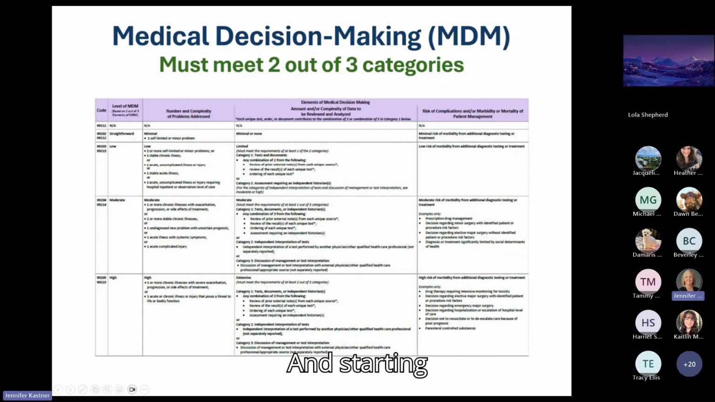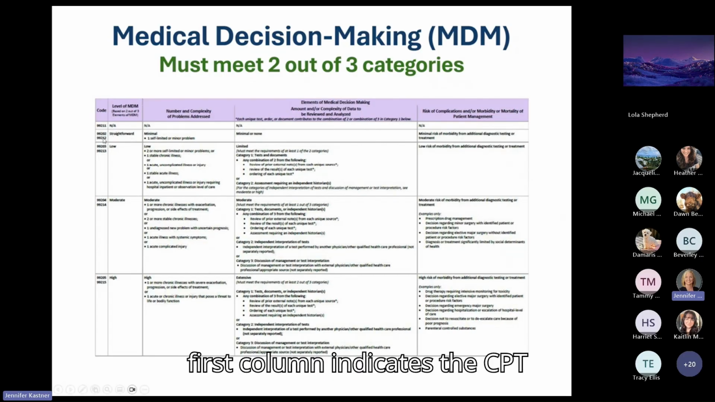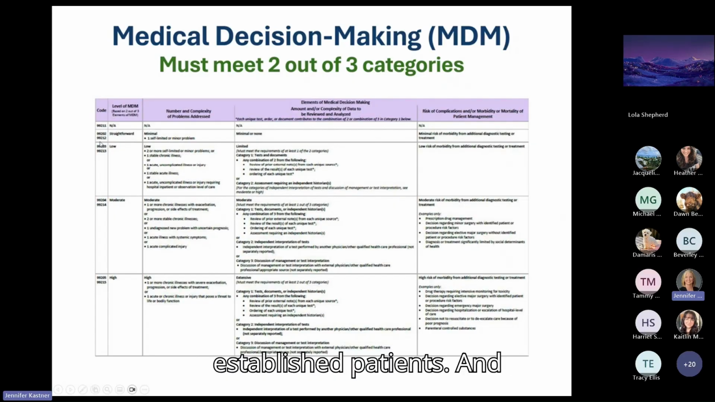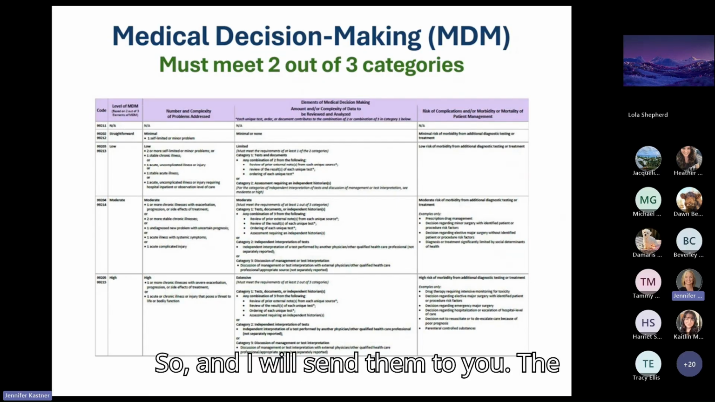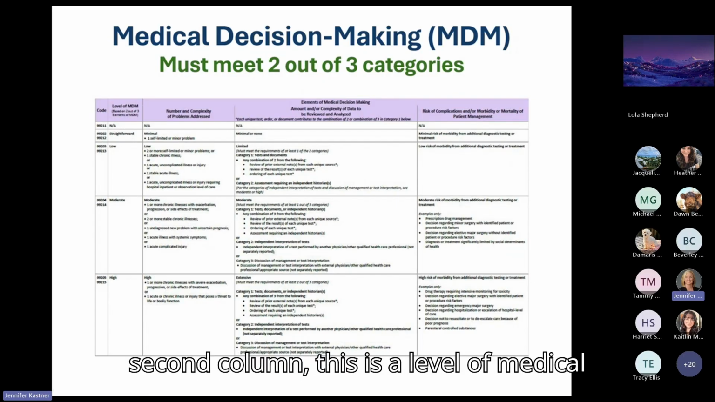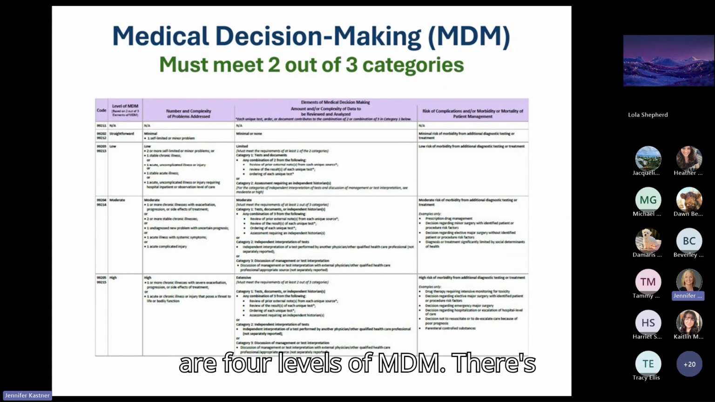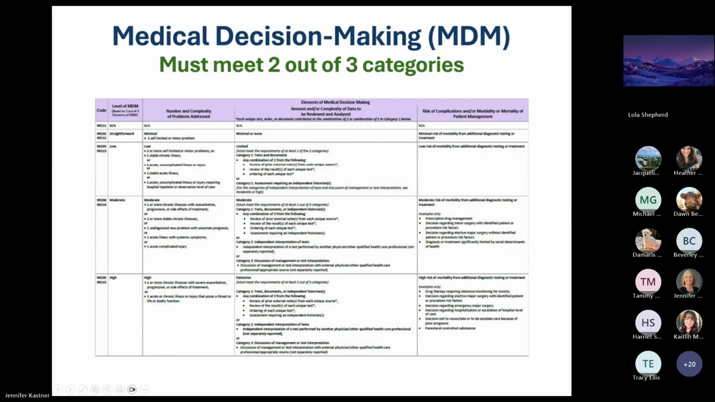and starting with, you'll notice here, the very first column indicates the CPT codes that I listed. The top one's for new patient, the bottom one is for established patients. And again, this is just for easy reference, and I will send them to you. The second column is the level of medical decision making. You'll find that there are 4 levels of MDM. There's straightforward, there's low, there's moderate, and there's high.